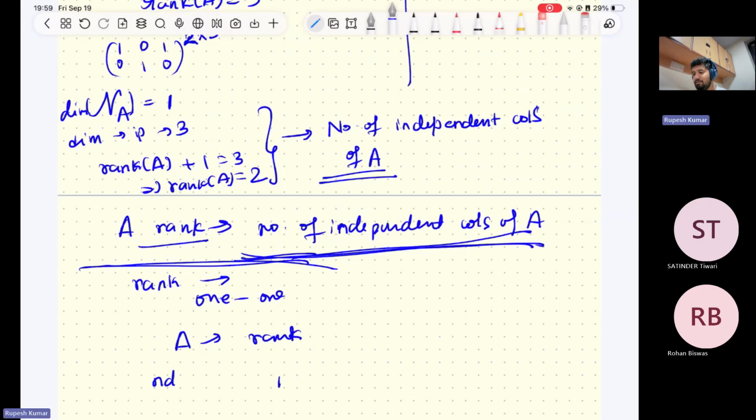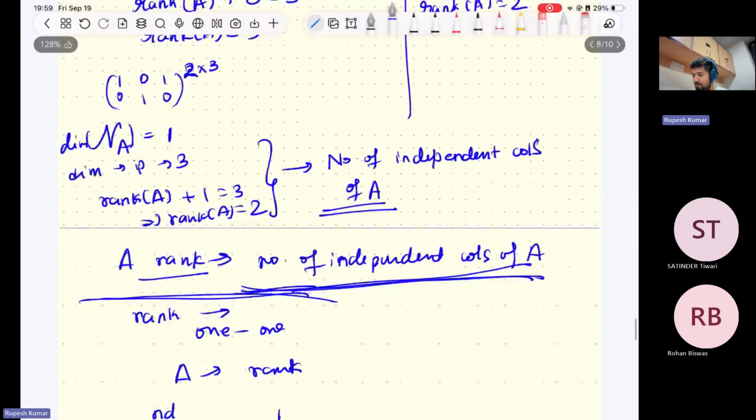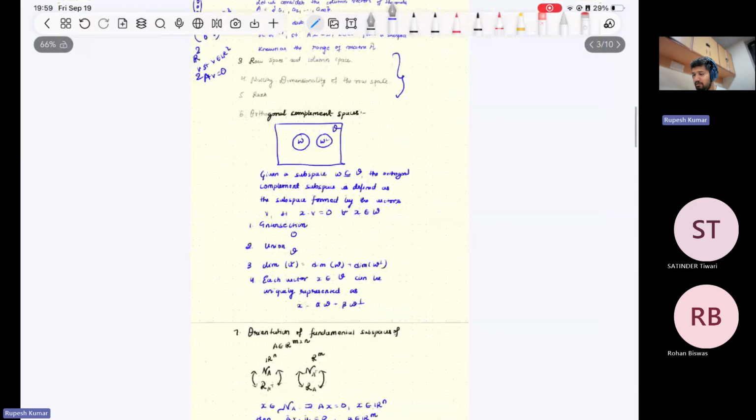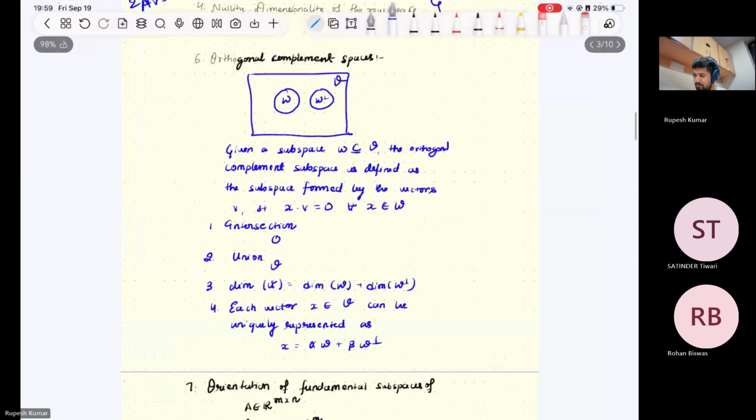Nice, nice. Okay, fine. So rank is clear, everyone, right? Rank nullity theorem and rank stuff, right? Yes, sir.